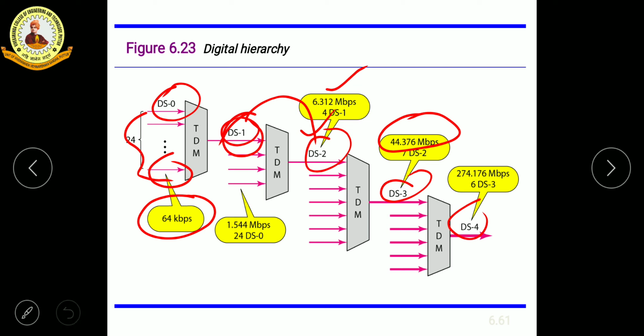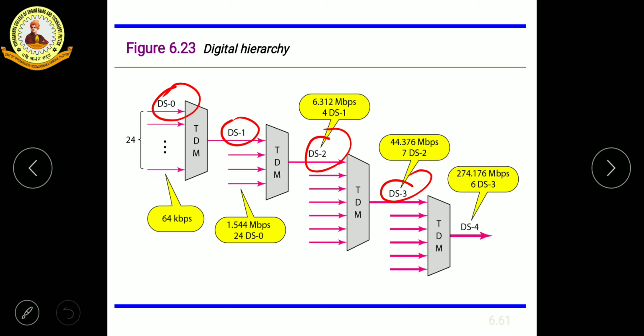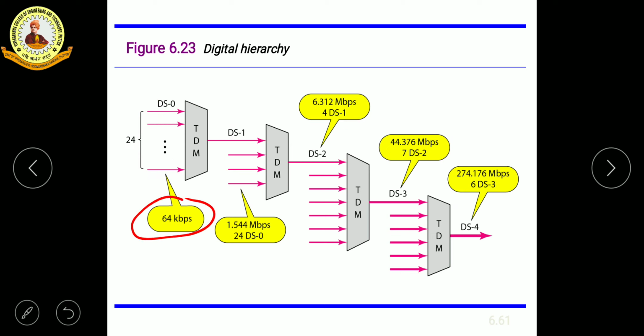I'll give you an analogy. In your apartment, we have different customers. Suppose we have 24 customers in your apartment. Each one will have a DS0 line. Those DS0 lines will be clubbed into one DS1 line, and that is connected to the exchange. This hierarchy follows like this. That is one of the analogies we can have.